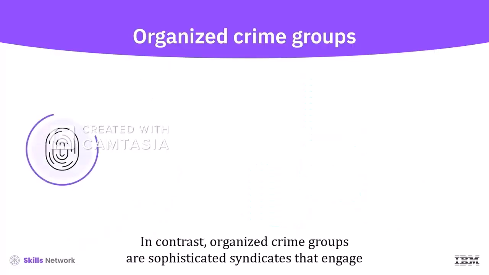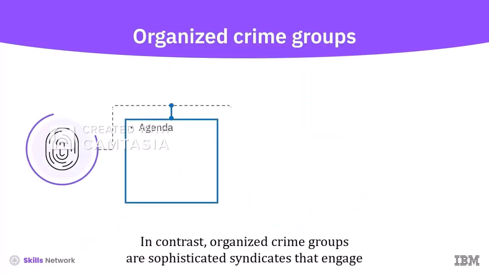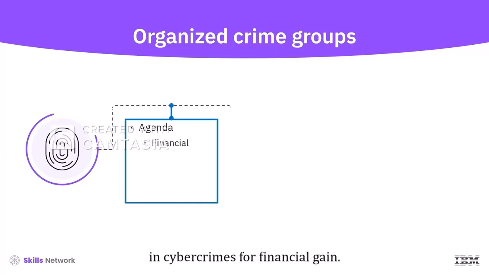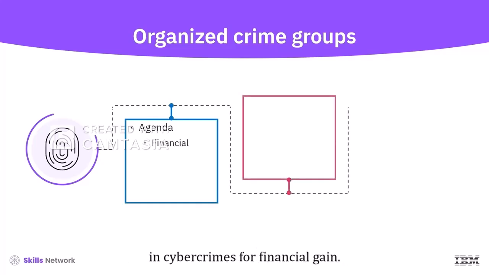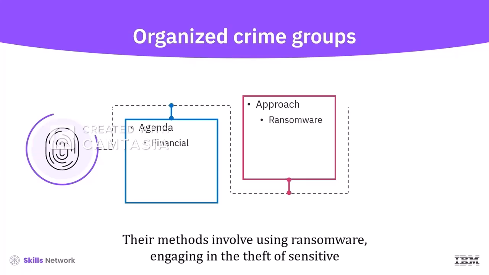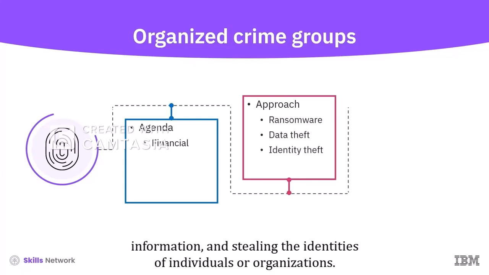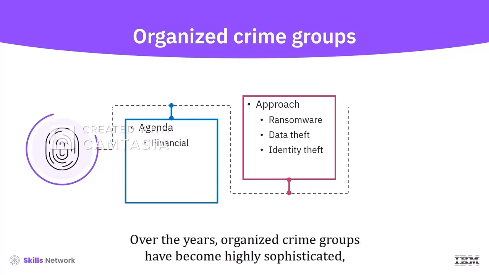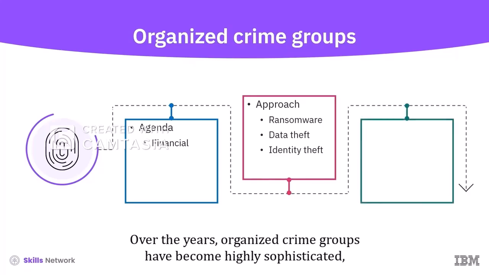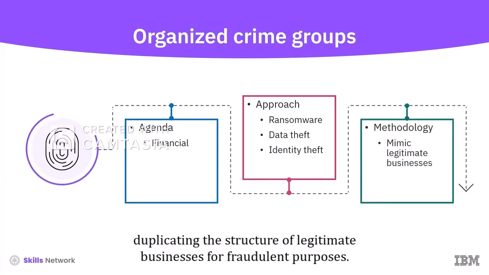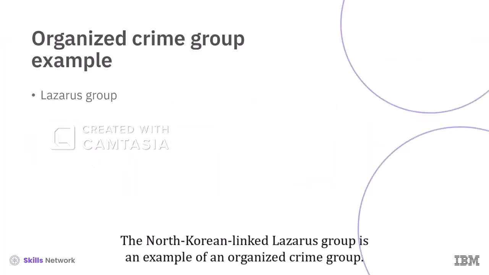In contrast, organized crime groups are sophisticated syndicates that engage in cybercrimes for financial gain. Their methods involve using ransomware, engaging in the theft of sensitive information, and stealing the identities of individuals or organizations. Over the years, organized crime groups have become highly sophisticated, duplicating the structure of legitimate businesses for fraudulent purposes. The North Korean-linked Lazarus Group is an example of an organized crime group.